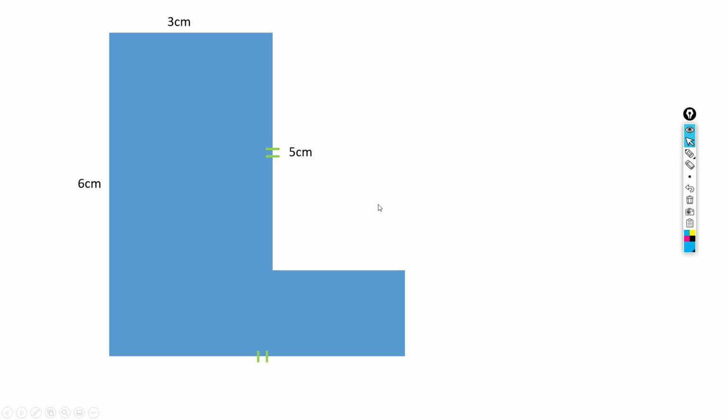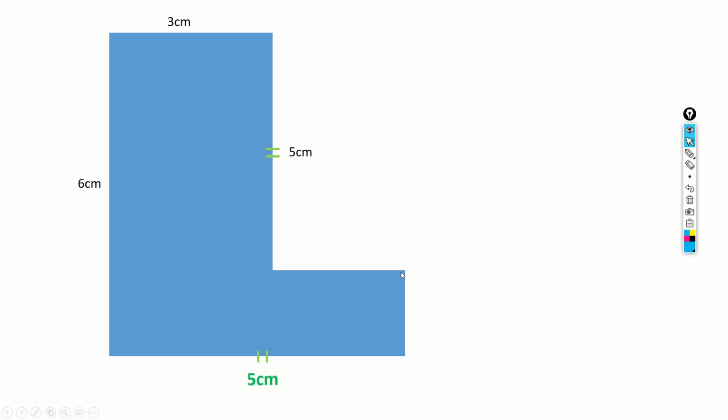Here's another example. On this shape, that looks like it's made up of two rectangles, we're missing some of the sides. The first thing to notice is that these two sides here both have these green double dashes on them, and that means that they are identical in length. So if we know that this one is 5 centimeters, then the one along the bottom also is 5 centimeters, so we can write that in straight away.